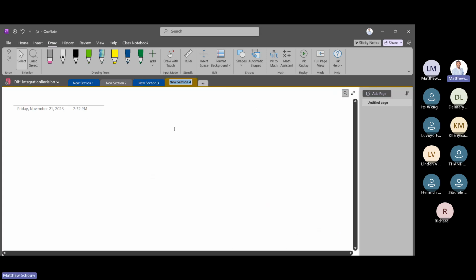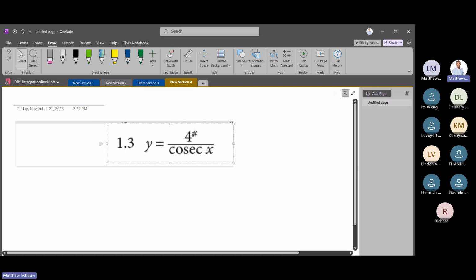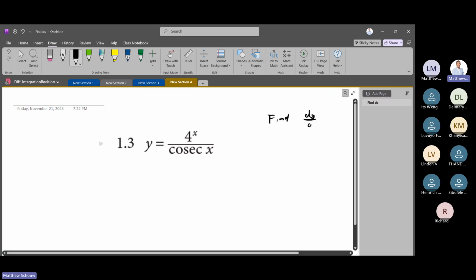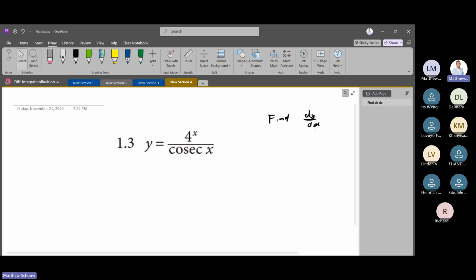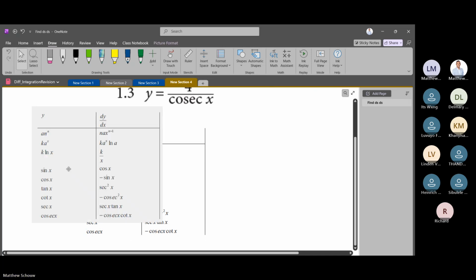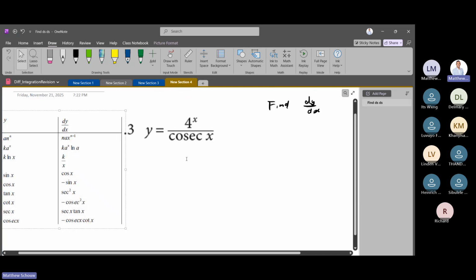And again, guys, ask the questions, right? Here we go. Find the derivative, find dy dx. I believe you guys know your differentiation by now. Let me be kind and put the table of derivatives up for you. All right, let me give you 3 minutes for this. I believe that should assist you.